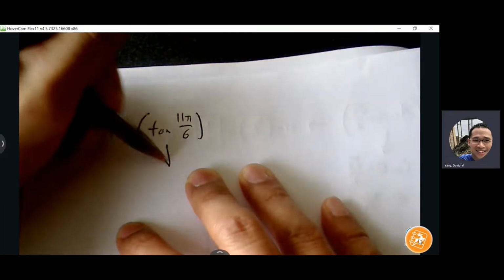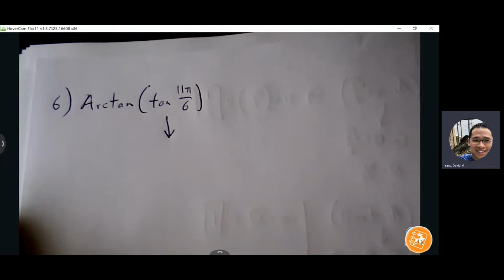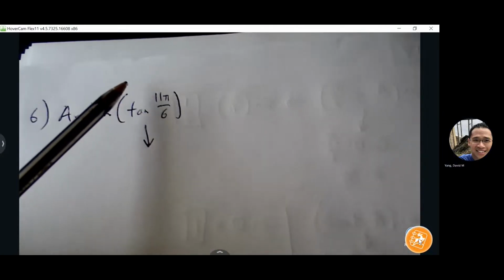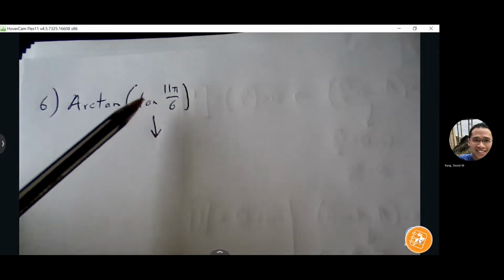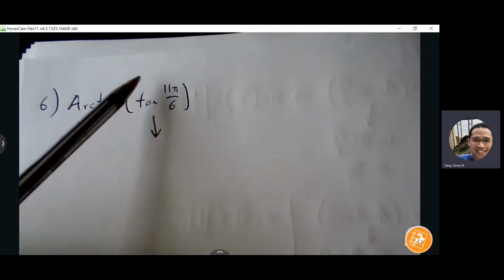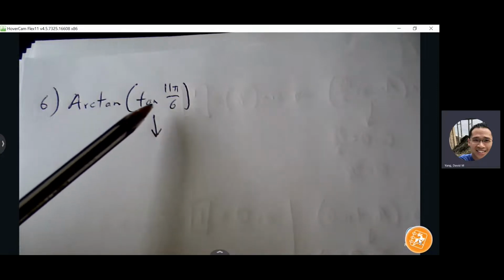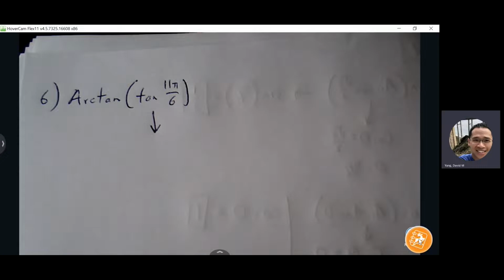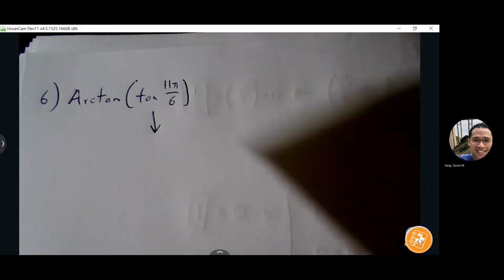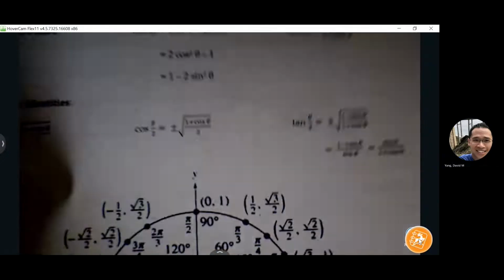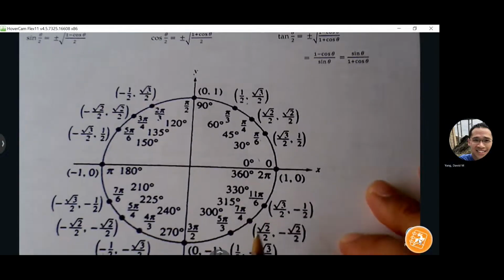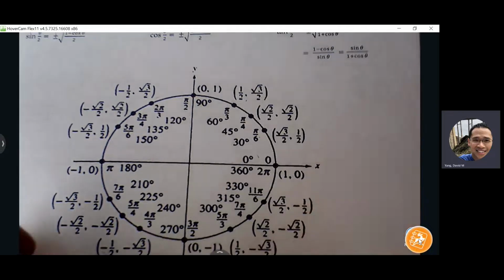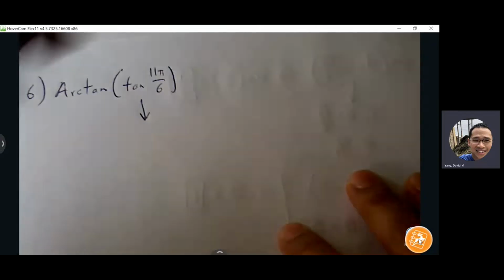Okay, straightforward here. Tangent of 11 pi over 6. Let's just think about our unit circle value. We're just going to get a fractional value here. What's tangent of 11 pi over 6? -1 over root 3 or -3 over 3. Either one's fine. I'm going to put -1 over root 3.